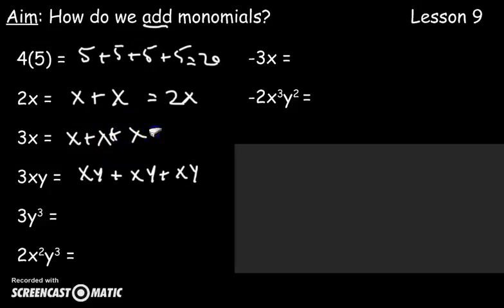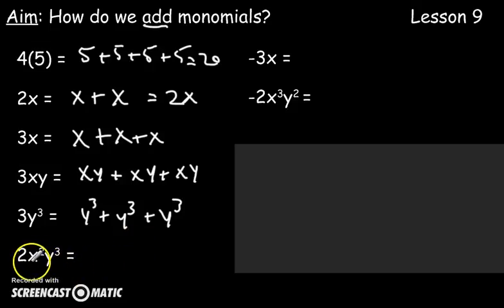I have some bad handwriting. Let me fix this. I want to make sure your notes look good. So that's x plus x plus x. Alright, 3y to the third really means y to the third plus y to the third plus y to the third. Alright, and 2x squared y to the third, as you probably figured out by now, is equal to x squared y to the third plus x squared y to the third. Now I specifically made these numbers small, so I wouldn't have to write them out like 8 times.